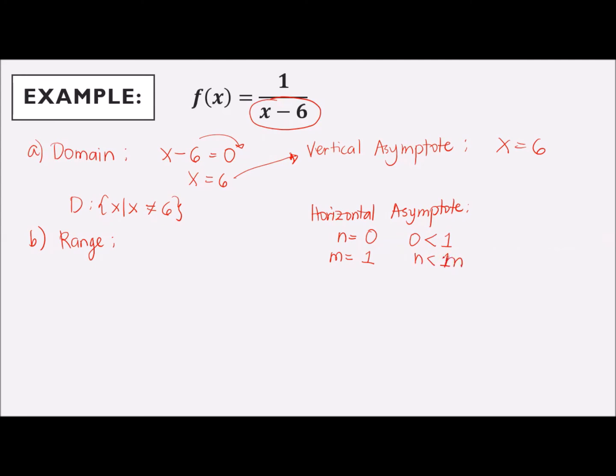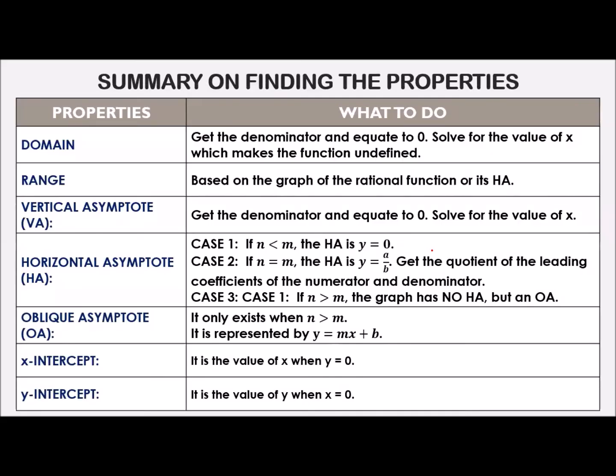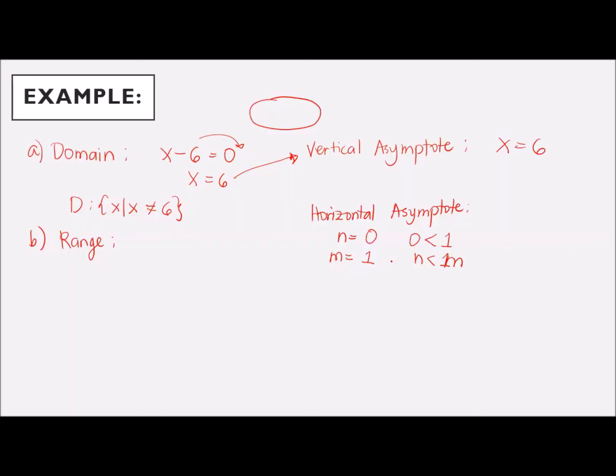Sorry. So, if that's the case, balikan lang natin, anong case kaya siya? Okay? N is less than m. So, pasok siya ngayon dito sa case 1. So, y is equal to 0. Okay? So, for that part, automatic, y is equal to 0 because this is case 1. Okay? So, ibig sabihin, dahil y is equal to 0 to, ang ating range ngayon dito ay y such that y should not be equal to 0. So, as simple as that.